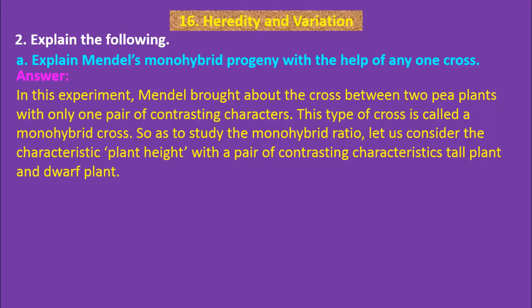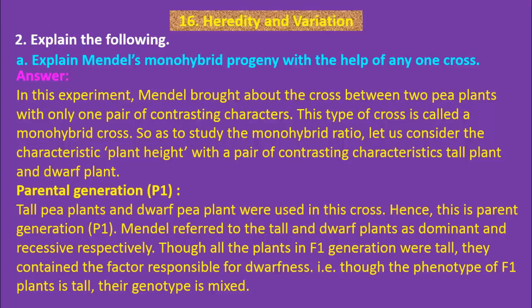So as to study the monohybrid ratio, let us consider the characteristic plant height with a pair of contrasting characteristics: tall plant and dwarf plant. Parental generation P1. Tall pea plants and dwarf pea plants were used in this cross. Hence, this is parent generation P1. Mendel referred to the tall and dwarf plants as dominant and recessive respectively.